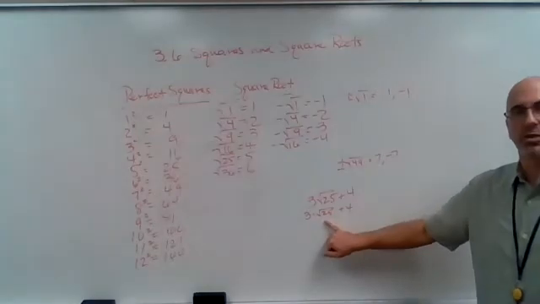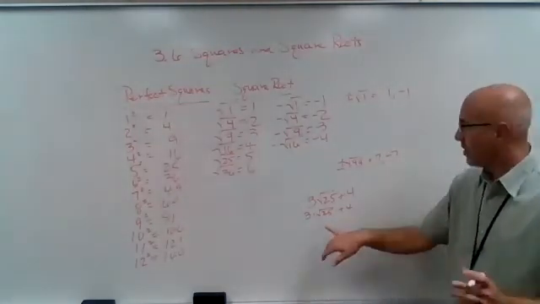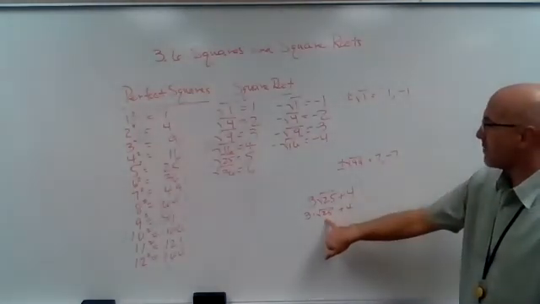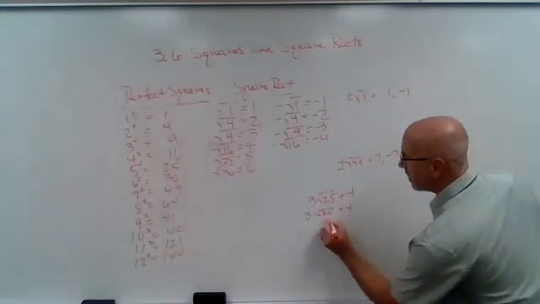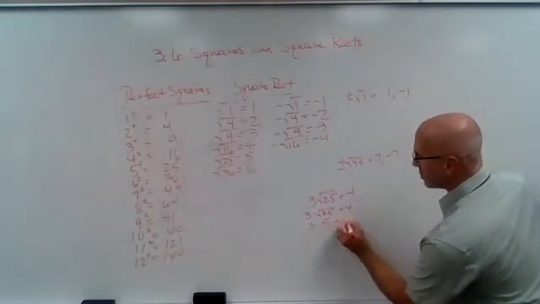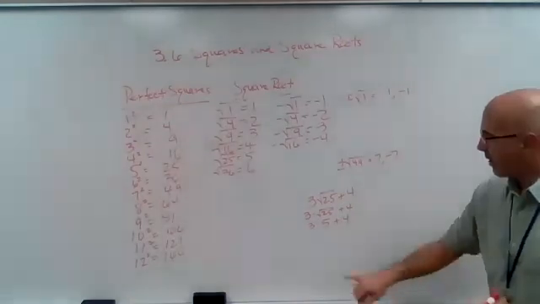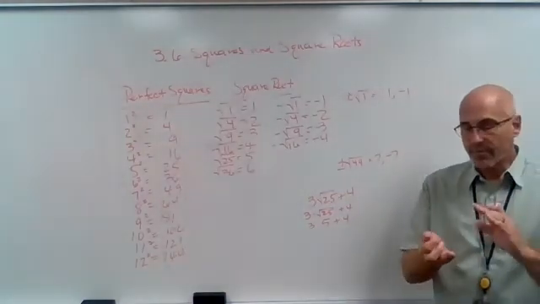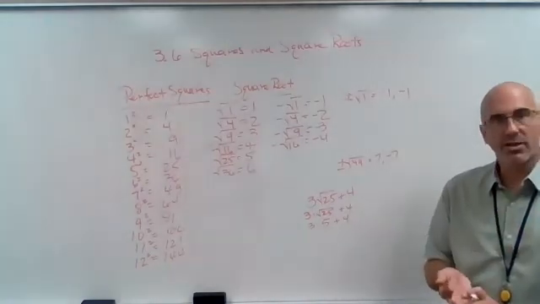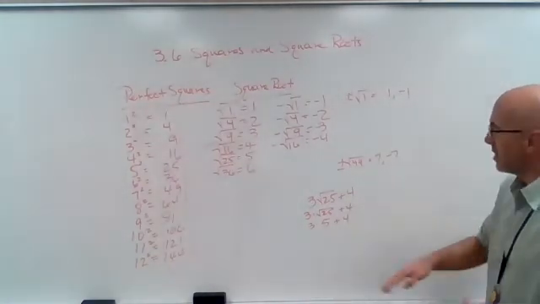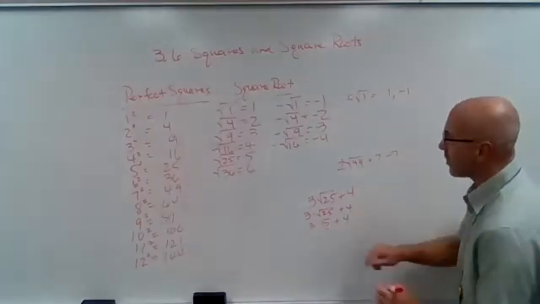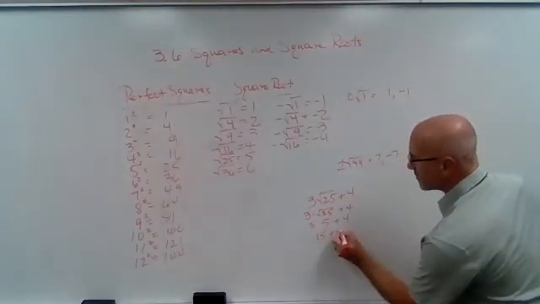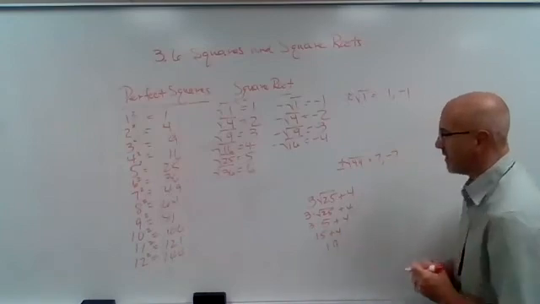So what we do is we do things inside first. The square root of 25 is 5. And we're just going to copy the rest down. Now we're going to use PEMDAS, parentheses, exponents, multiplication and division, addition, subtraction. So we have multiplication first, 15 plus 4, and then 19.